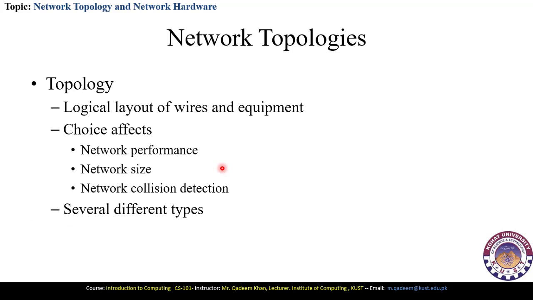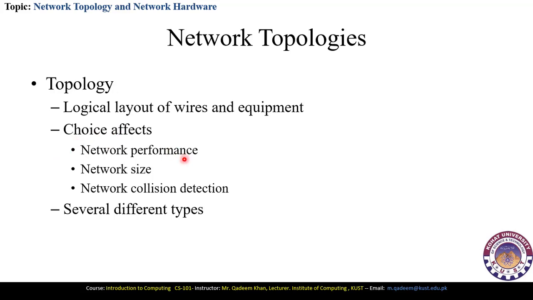What is the network topology? Network topology represents the layout of the wireless or wired networks. Basically, in the network topology, most of the networks are arranged with wires and they are equipped with each other. So these represent the logical layout of the wires and equipment used to connect the network. Now we have multiple choices of topologies, but these depend upon certain criteria.